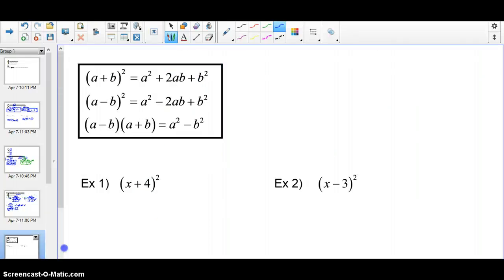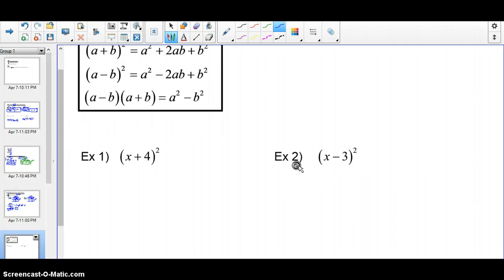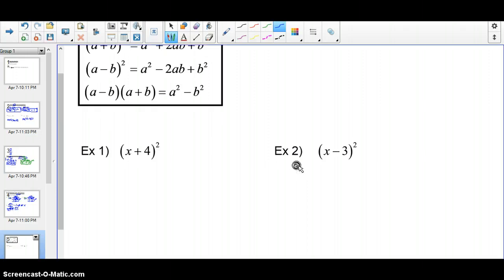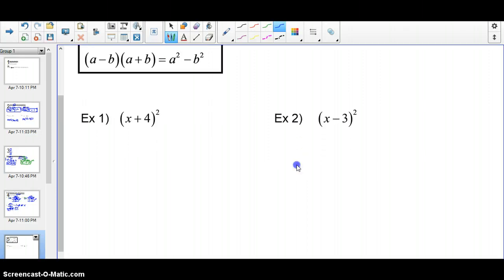So let's try a few of these. So I've listed the patterns there at the top for you in the box. If you want to reference them, you can. Or you can always just FOIL things out. So let's look at the first example. You have x plus 4 quantity squared. We know that that's just x plus 4 times x plus 4.